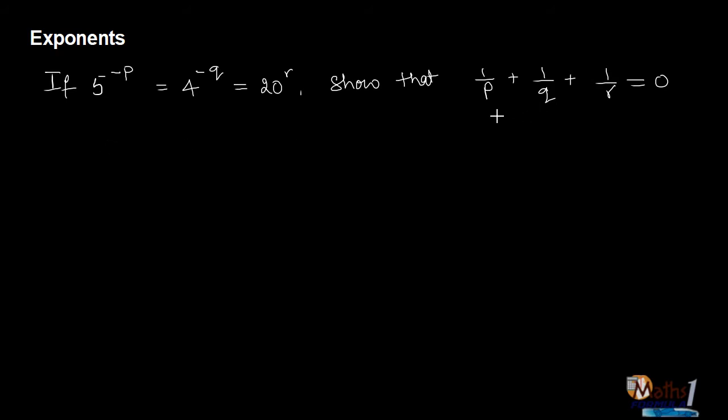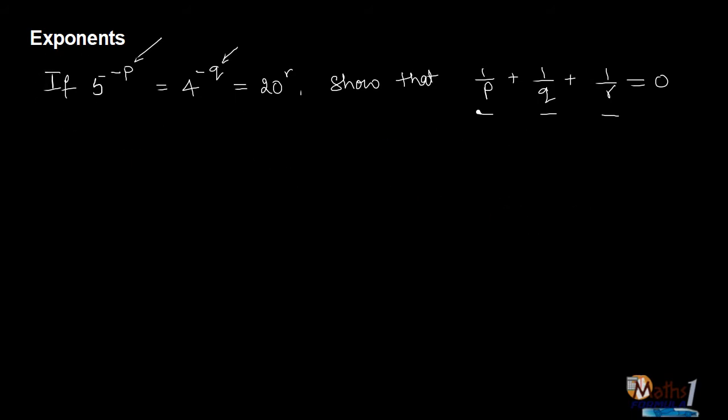So they are asking us to show that 1 by p, 1 by q... As you can see, p, q, r are the powers here. So if I'm adding these, there should be some base, and if I multiply, then I can add the powers according to the power law: a to the power m multiplied by a to the power n is equal to a to the power m plus n. So if I multiply, the main thing to remember is that they have given all of them are equal to.